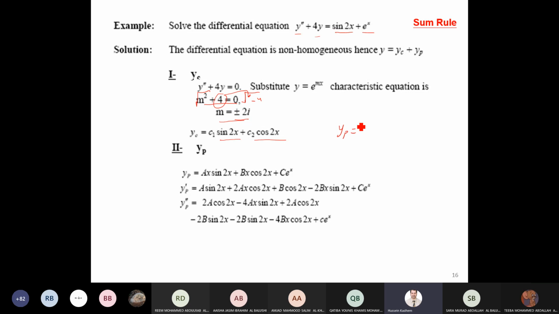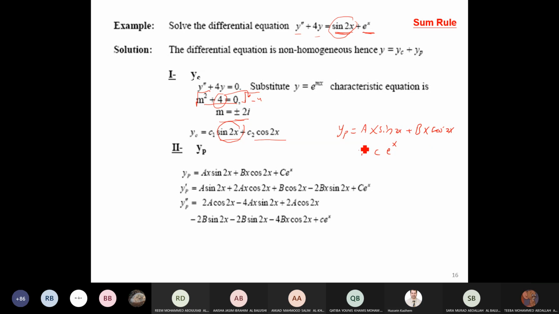Yp from the table, for sine, will be a sine 2x plus b cosine 2x. But I have another function which is exponential, so I will write plus c e^x. This is supposed to be the solution, taken from the table. Okay, but just a minute. Here I have sine 2x, and in the complementary solution also sine 2x, so there will be overlapping. I need modification, so I need to multiply here by x and here by x.